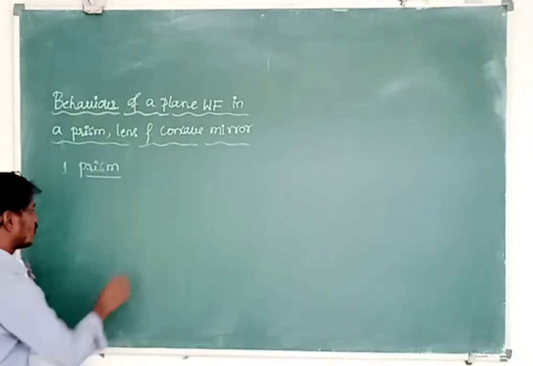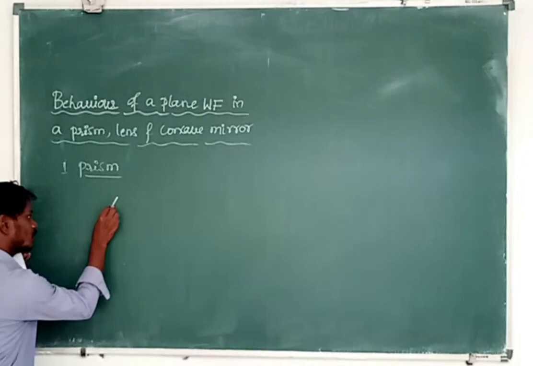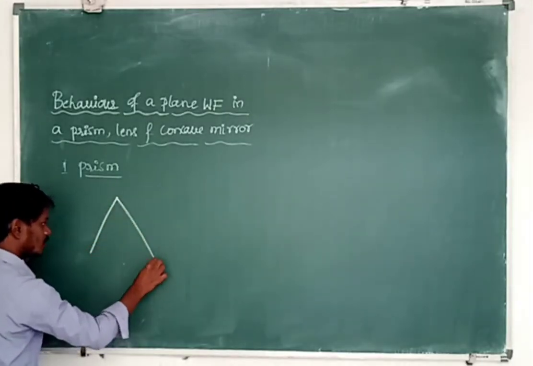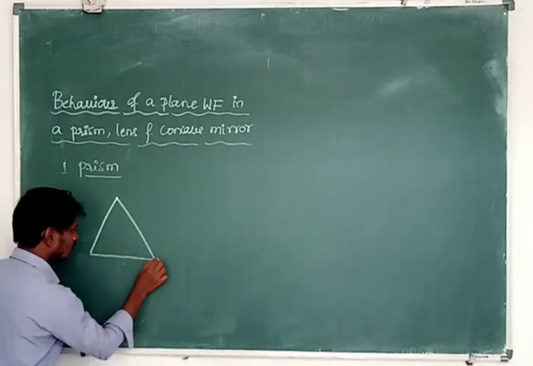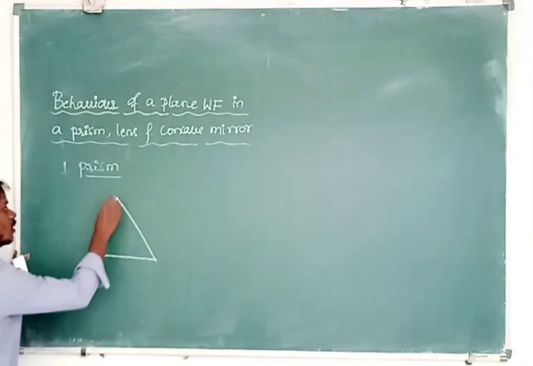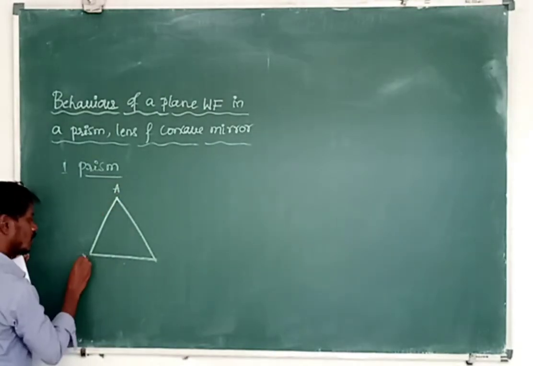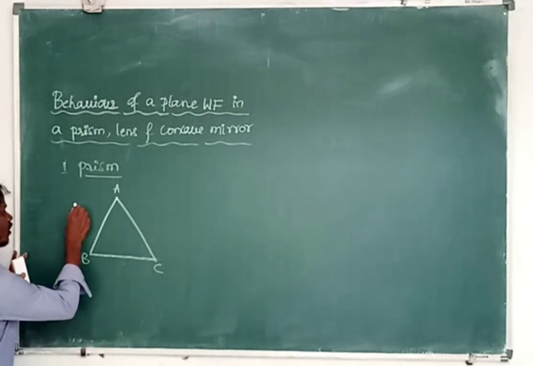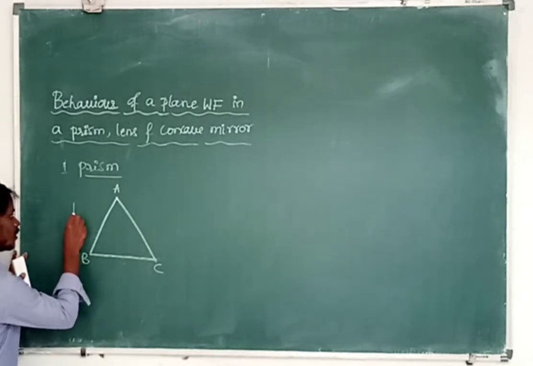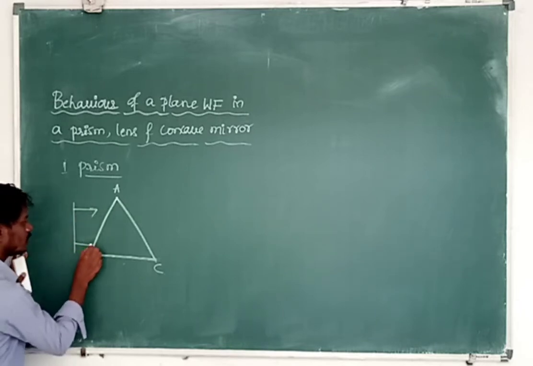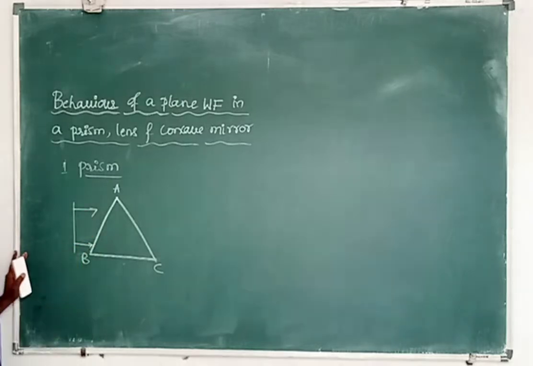Now let us consider the prism. Already you know the shape of the prism. So it is a prism. This is called the base of the prism. Now I will name the prism A, B, and C here. If we make a plane wavefront incident on the prism, then the direction of incidence of the plane wavefront can be shown by using the rays of light here.